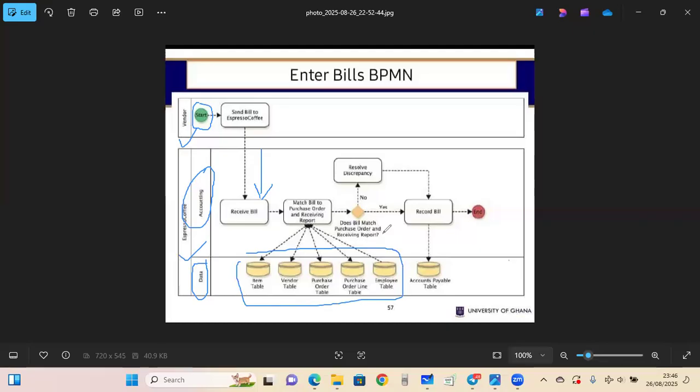These are all databases that they are going to verify from. Now, if it matches the bill, what do you think will happen? They record the bill. But if it doesn't match, they solve for the discrepancy, or what is causing the error, before they record the bill. Now, when that happens, they record it to the accounts payable table database, and this ends the process. Right.